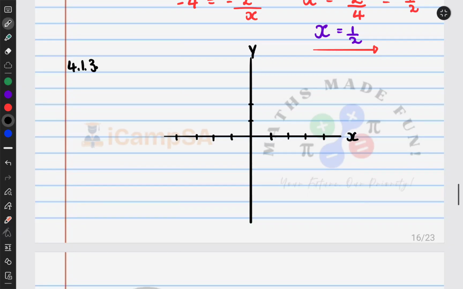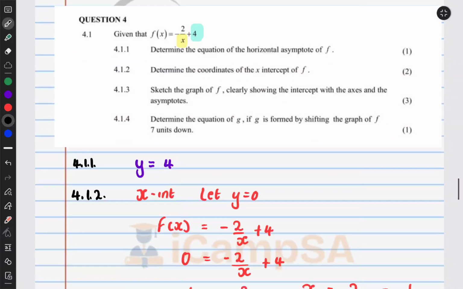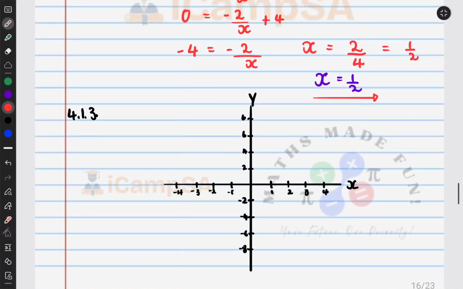Okay, 2 4 6 8. I'm going to use intervals of 2 on the y-axis. 2 4 6 8. On the x-axis, 1 2 3 4, and then -1, -2, -3, -4. Let's start by drawing our asymptotes. It is at +4. This is where our asymptote lies.